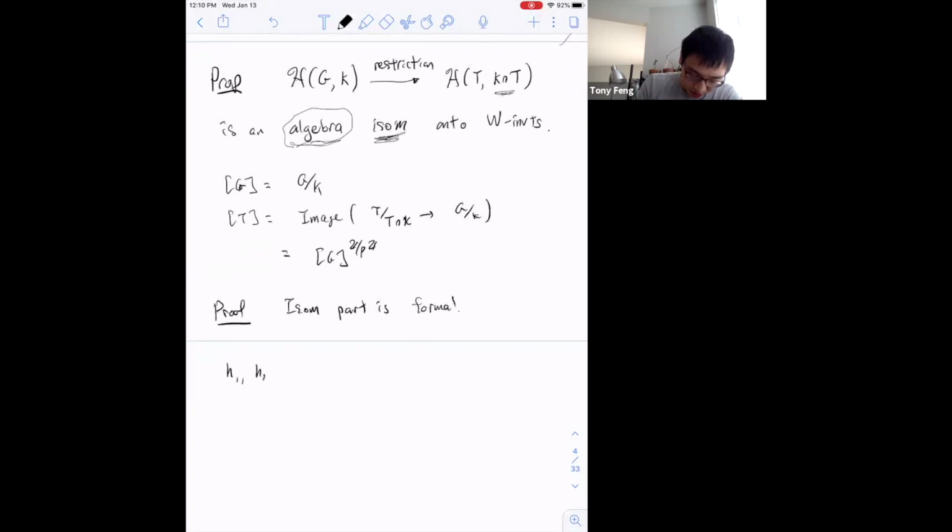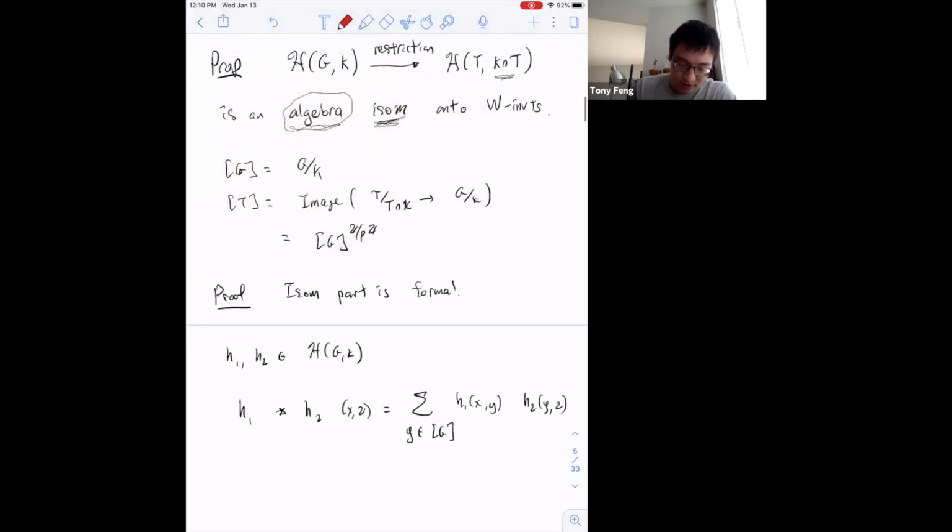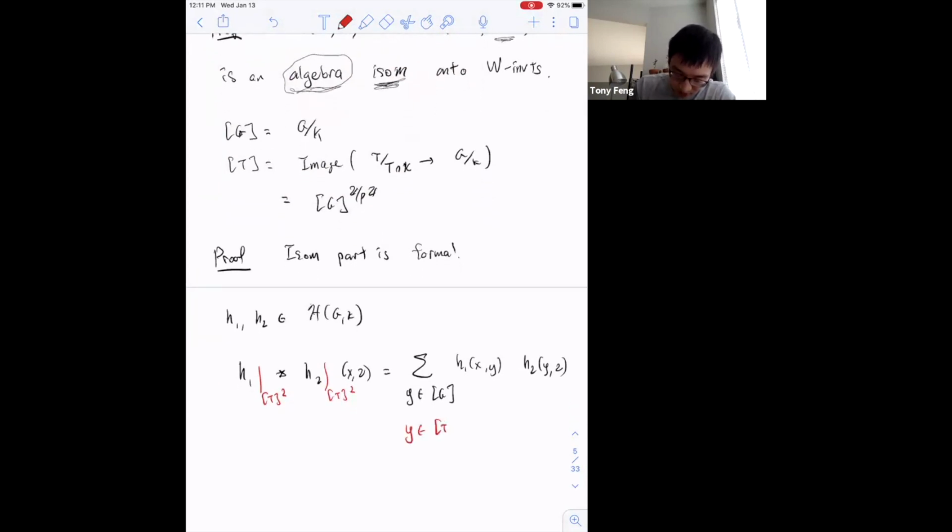So let's see that. Let's take two elements, H1 and H2, in your Hecke algebra. And what we want to do is compare what happens when you convolve them and then apply this map, which is just restriction, versus doing it in the other order. So this means by definition, you sum over y's in G of H1 of x, y times H2 of y, z. By contrast, if we restrict first and then convolve, then we restrict this to a function of T squared, and then we sum only over these things in T. The thing you're summing is the same, but just to emphasize that you're looking at it a different way, I'm going to write this here as well.